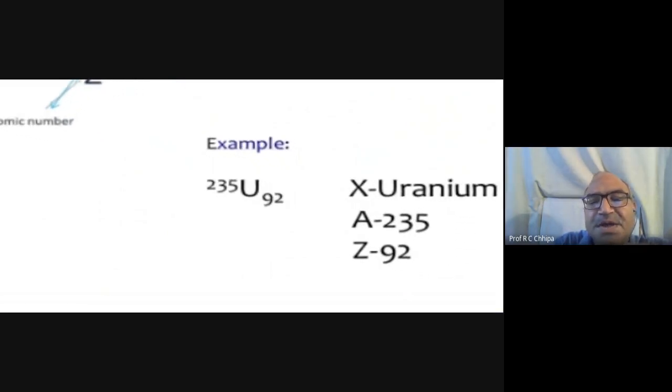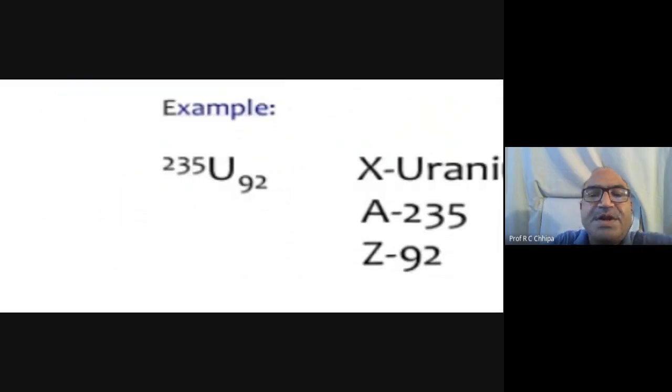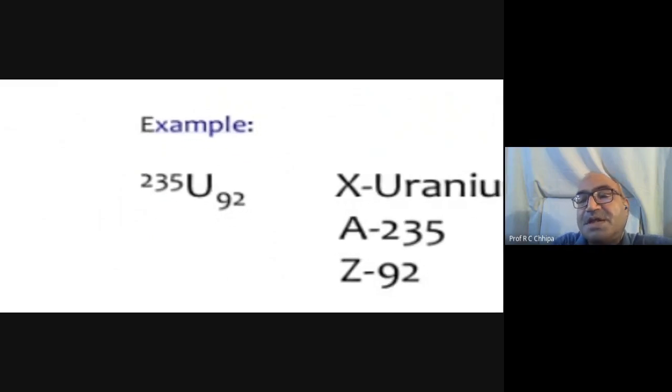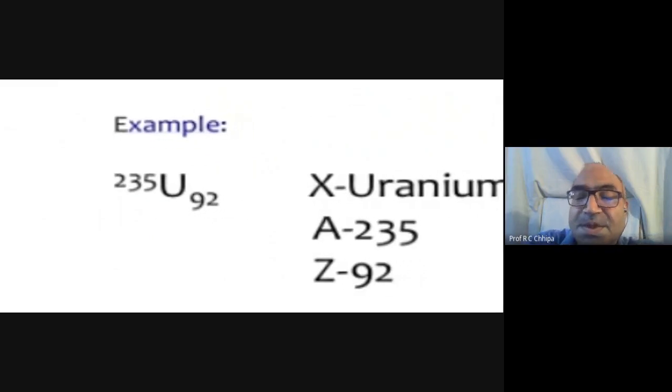Here for uranium, the atomic number is 92. The number of protons is 92, and Z represents the atomic number, which is also the number of protons. So the number of protons is 92. The mass number is 235, which is protons plus neutrons. This is how an atom can be represented.